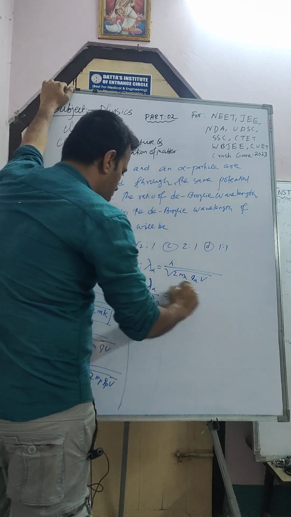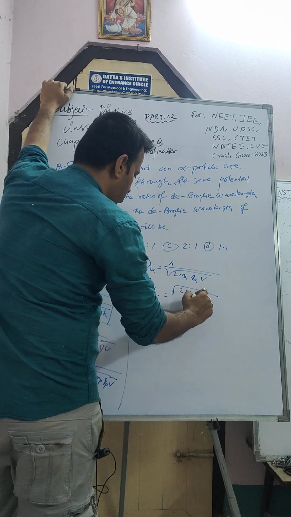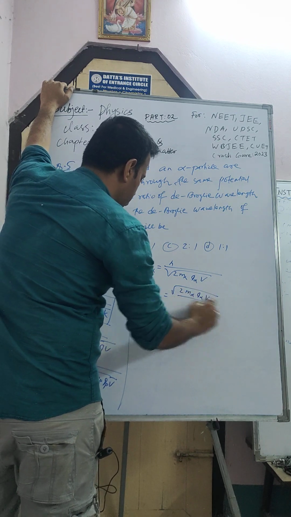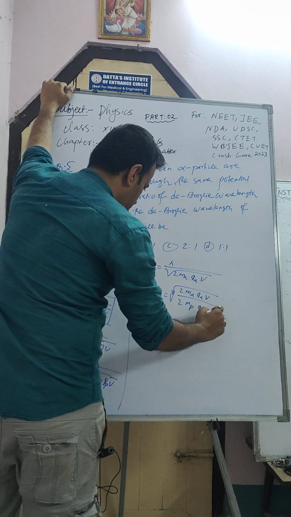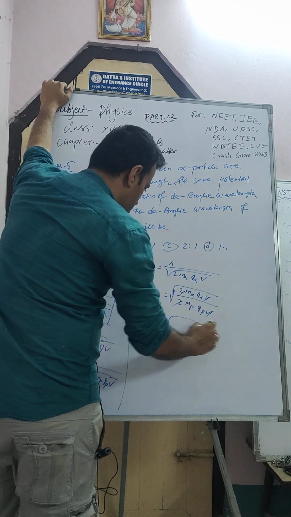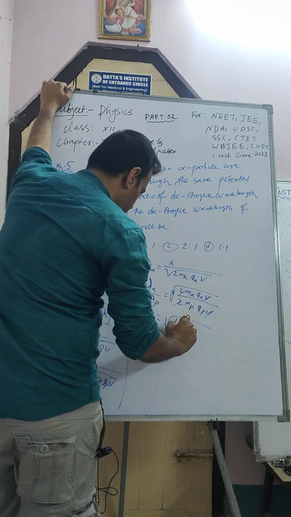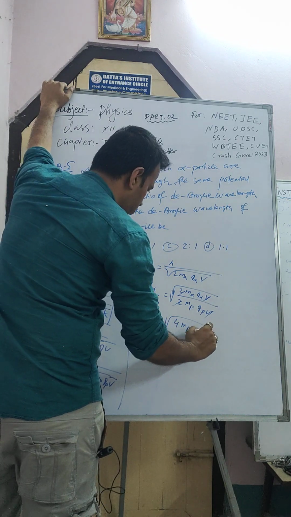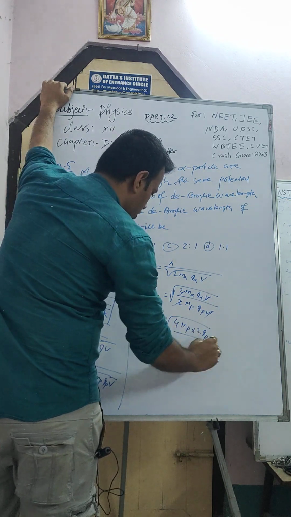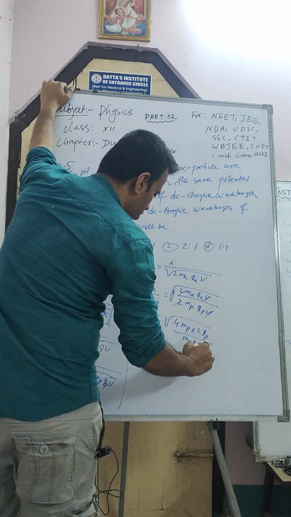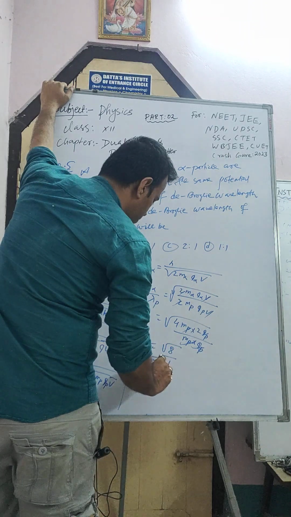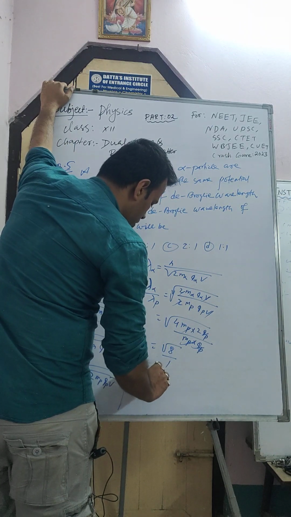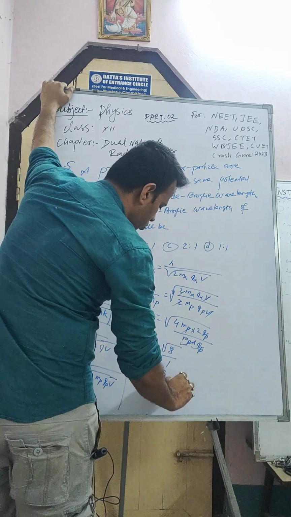It will be root over of 2 m alpha q alpha V by 2 m p q p V. This one is cancelled, so m alpha will be 4 m p and q alpha is 2 q p. This m p, this q p cancel, it will be 8. So 8 is 2 root 2. So 2 root 2 by 1. So 2 root 2 is to 1.